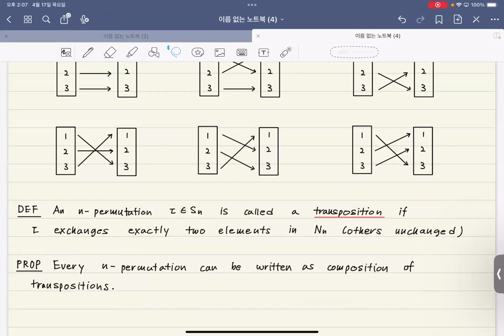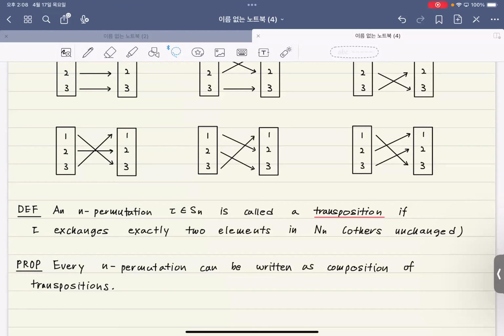Because every permutation can be written as a composition of transpositions. Okay, so things are like this. You can pick any random element from Sn. Once you have chosen that permutation, I can make exactly the same permutation only by using compositions of transpositions. This is possible for every n permutation.